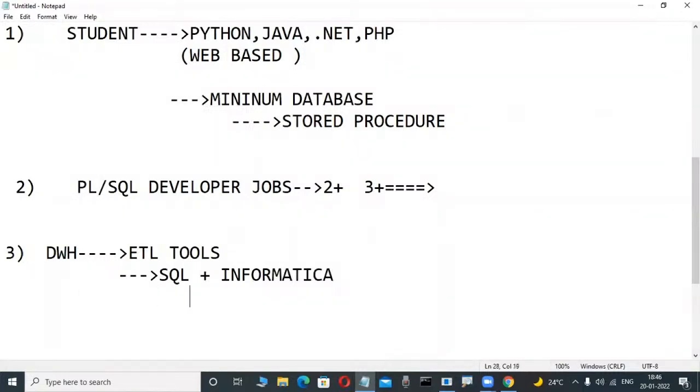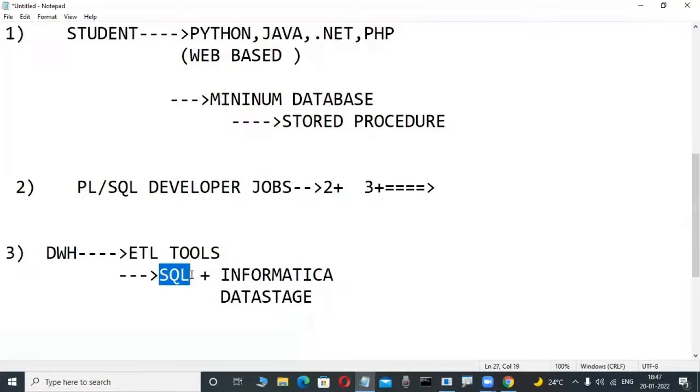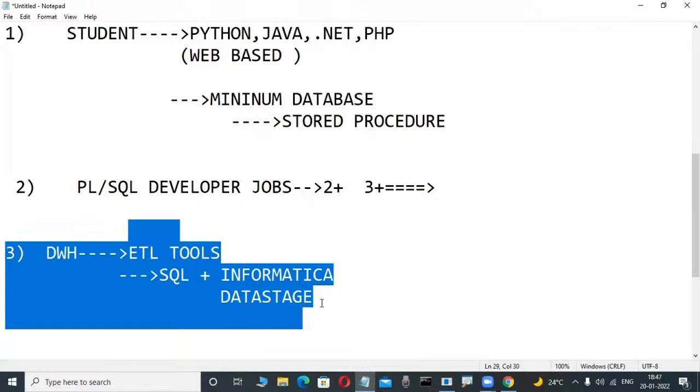Talend is another popular ETL tool. These ETL tools have a graphical user interface. For learning them, minimum knowledge of SQL is required. That's why they learn these courses for these jobs.